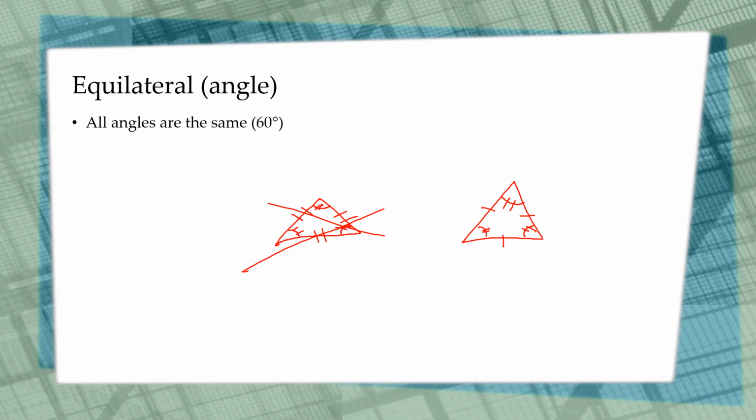And just a little side note here, we know that the total inside of a triangle is 180 degrees. We know triangles have 3 angles. We know equilateral triangles have angles that are all the same. So if I divide 180 by 3, I get 60 degrees. So if you're ever asked what the angles are inside of an equilateral triangle, you'll automatically know it's 60 degrees per angle.